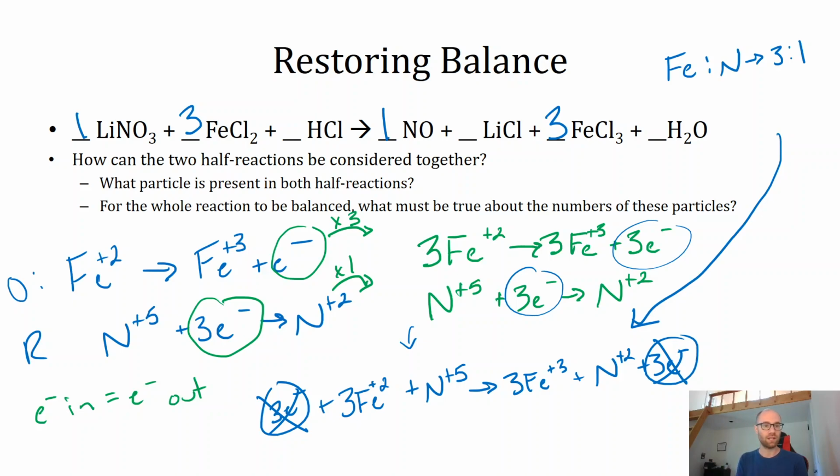I count, let's see, the lithiums are good right now if I put a 1 here. The oxygens, we have 3 here and we only have 2 here, so we could put a 2 in front of the nitrogen monoxide.